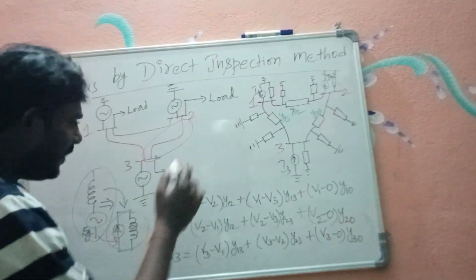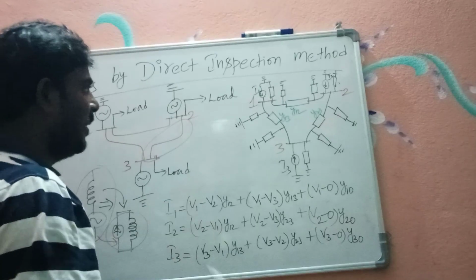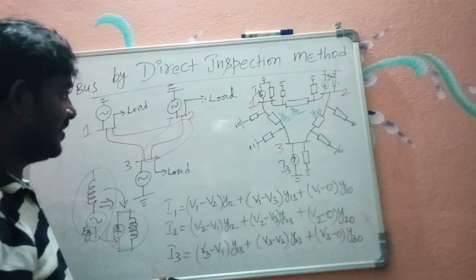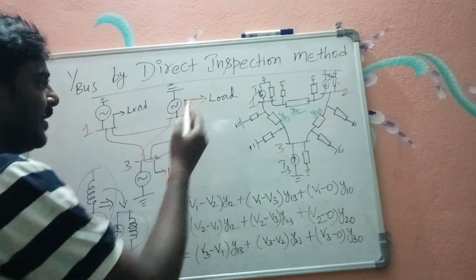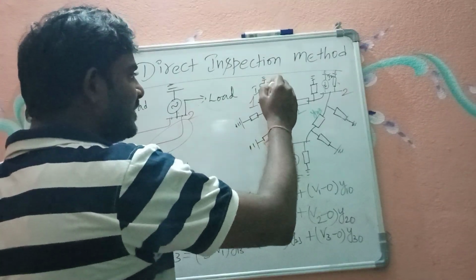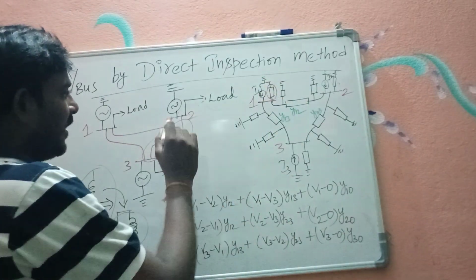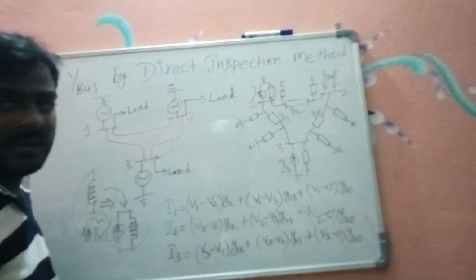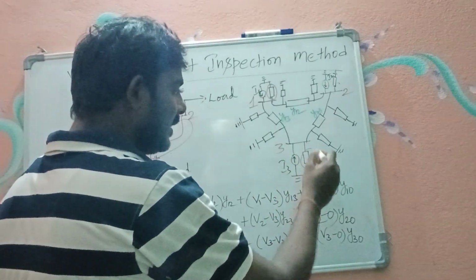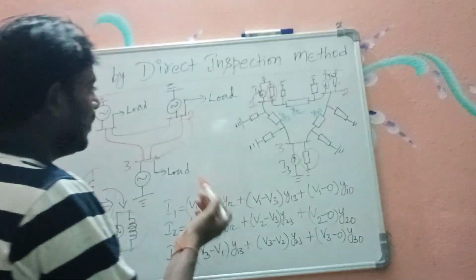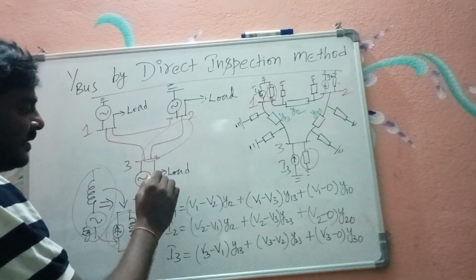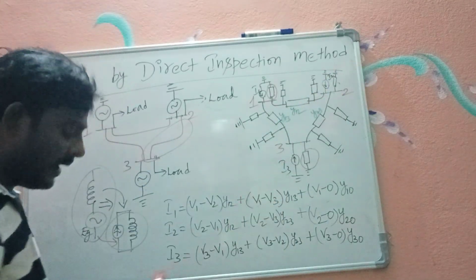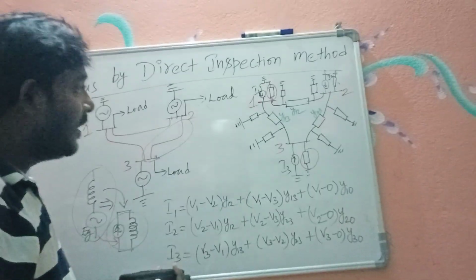And if the load is mentioned in the problem, I can replace this load as well as the generator with some admittances. So this is the equivalent admittance, equivalent to the parallel combination of the admittances of the generator as well as the load. Similarly, this is the equivalent admittance of the parallel combination of this load and this generator admittance. Similarly, this admittance. So like that we will have the admittance between each bus and ground.